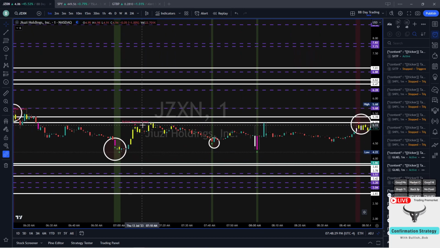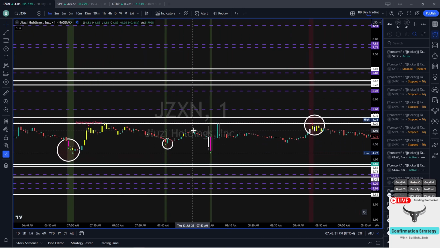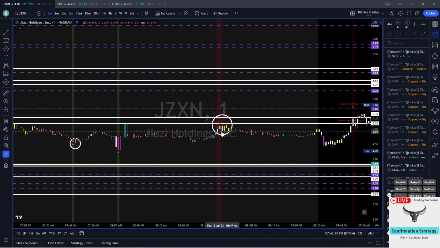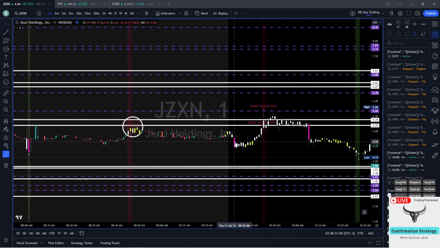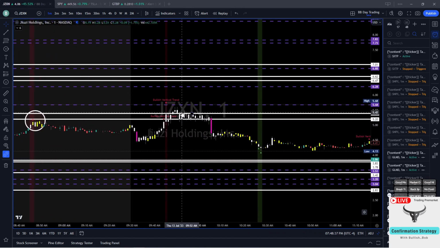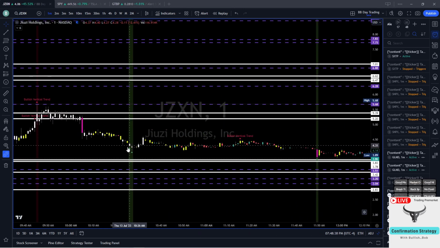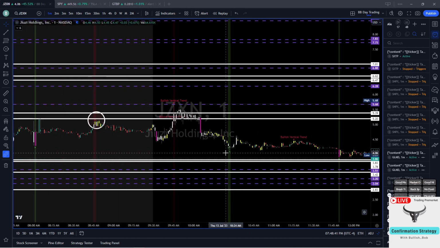A bounce in the green area here. Green area again, small bounce, nothing crazy. Over here, we have that red area and a small retrace. Red area, retrace, green area, and a small bounce up, but not a huge bounce. So keep that in mind, guys.